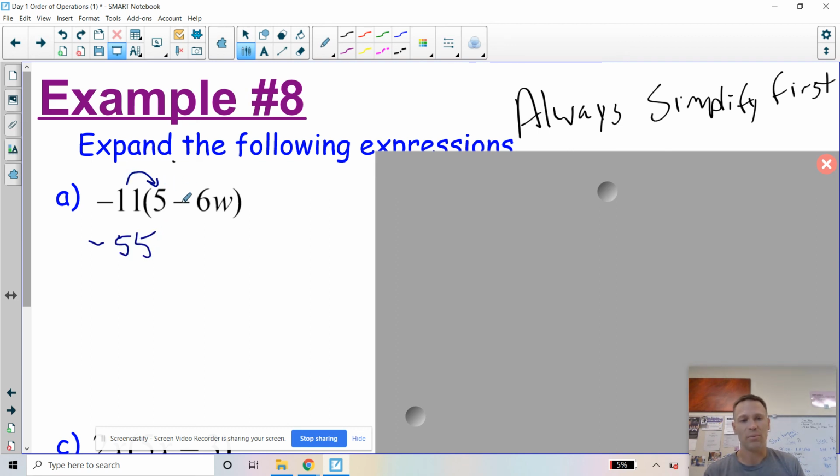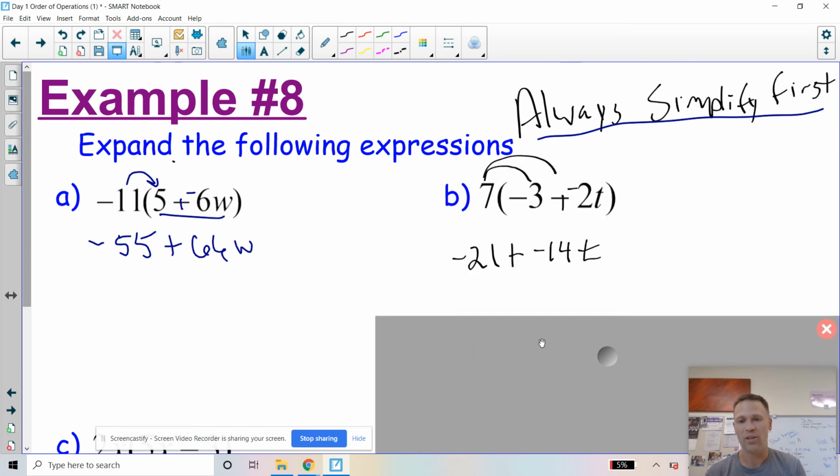Negative 11 times, I'm going to add the opposite, negative 6 gives me a positive 66w. Now, I could not simplify on the inside of the parentheses, so I did not. And I can't simplify after, so this is my final answer. So I wrote this note here: always simplify if you can first. We could not do that. I don't think you need to watch me do that example again. You can kind of see the results here. Pause the video if you need to see it.